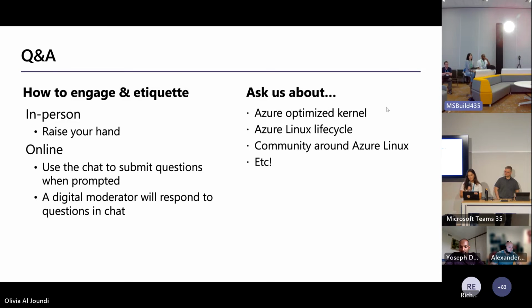So for critical CVEs, our SLA is 72 hours. What I would recommend is having DNF automatic turned on as well as Kured installed so that you can get the patch automatically and then it will reboot to apply the kernel patch.